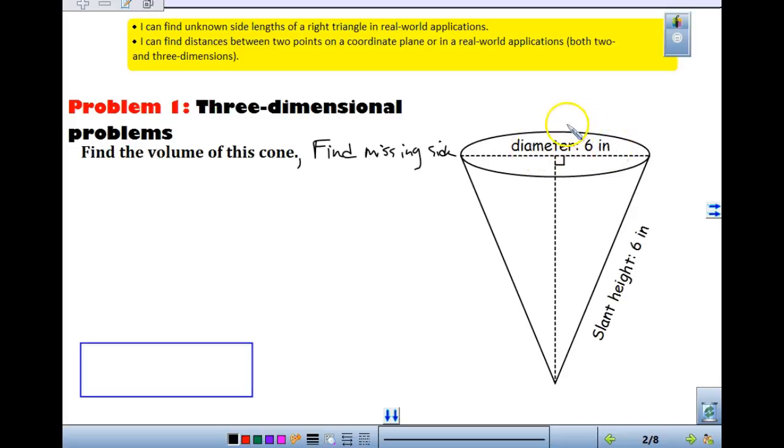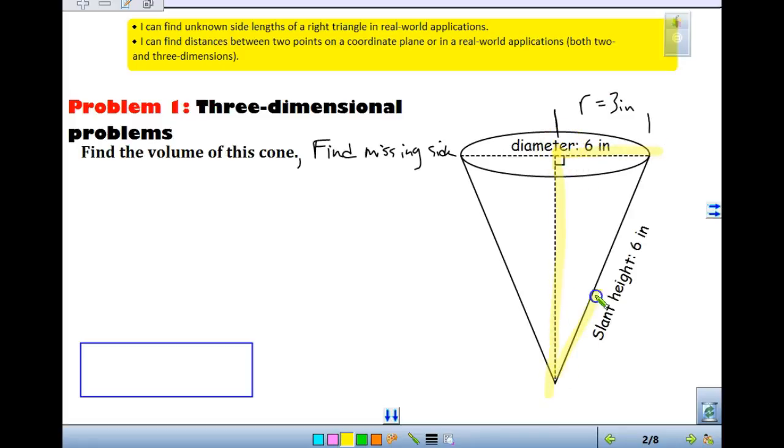The diameter is 6 inches. Can you tell me what our radius is going from here to here? 3. The radius is equal to 3 inches. Do I have enough information to find the volume yet? No, you don't. We need the height. So I might draw, okay, here's my right triangle, right?